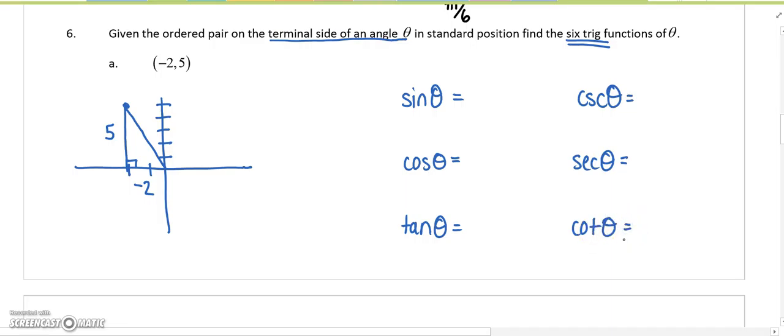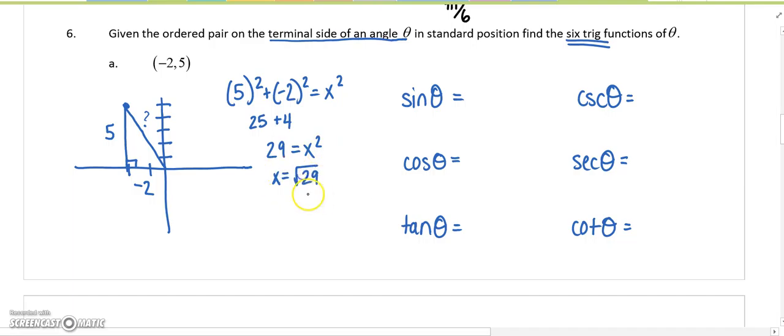The only extra piece here is that, once again, I'm missing a side. So I'm going to have to find it using the Pythagorean theorem. 5 squared plus negative 2 squared equals x squared. So we get 25 plus 4, that's 29. So x is going to be root 29. That does not simplify.